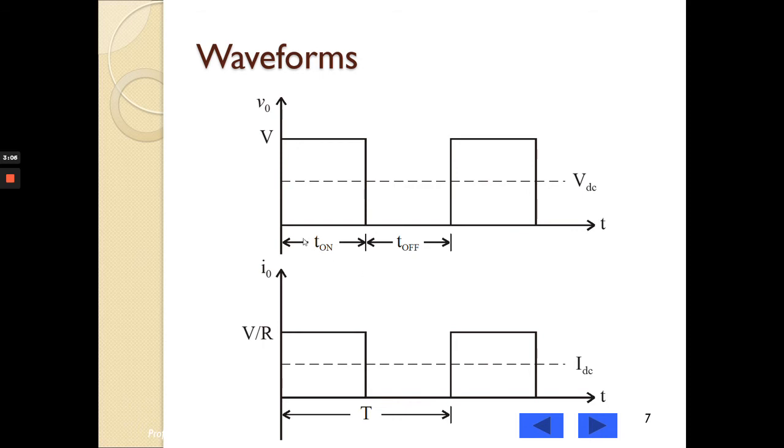Means when the switch is on, we'll get output voltage V across the load, and when the switch is off, we'll get output voltage, that is V out, across the load resistor as 0. And this is the waveform for output current, that is V by R.